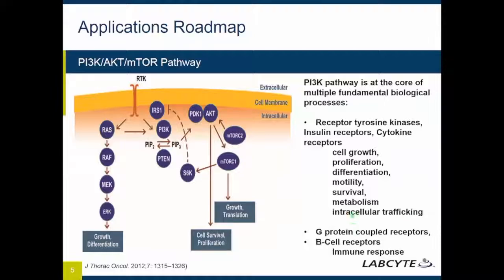Now, the pathway is at the core of many fundamental biological processes, including RTKs, insulin, and cytokine receptors, which elicit a variety of phenotypic outcomes. There's also involvement with GPCR signal transduction and B-cell receptor linked to immune responses. The aim of using the pathway as our roadmap is to provide a scaffold that is relatable to your research goals.